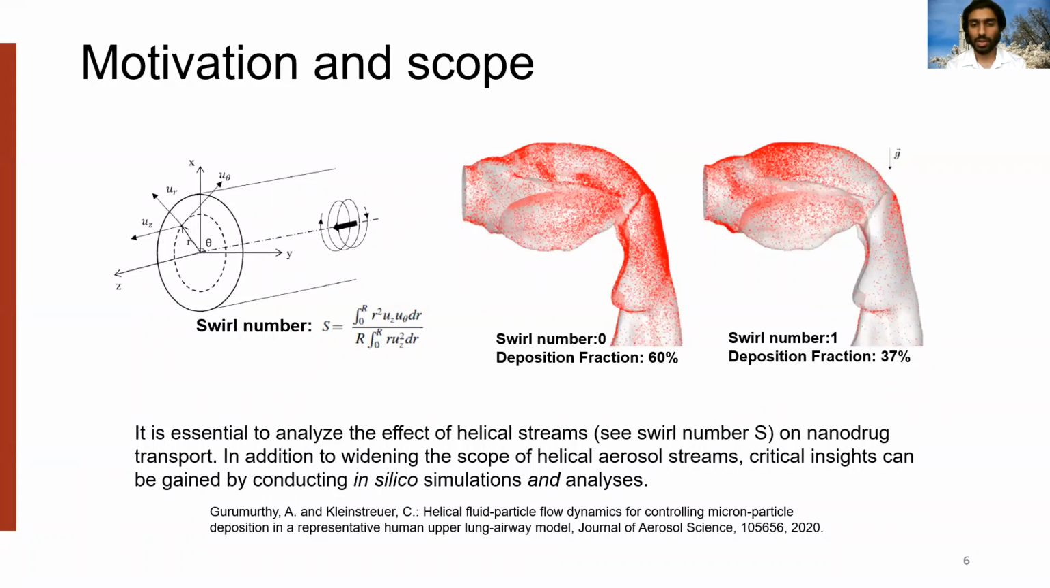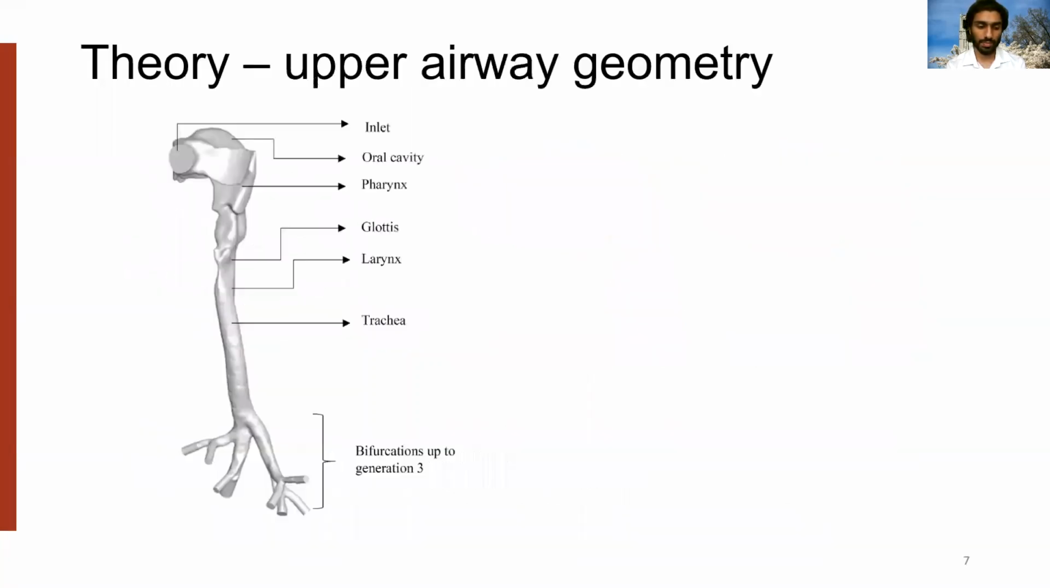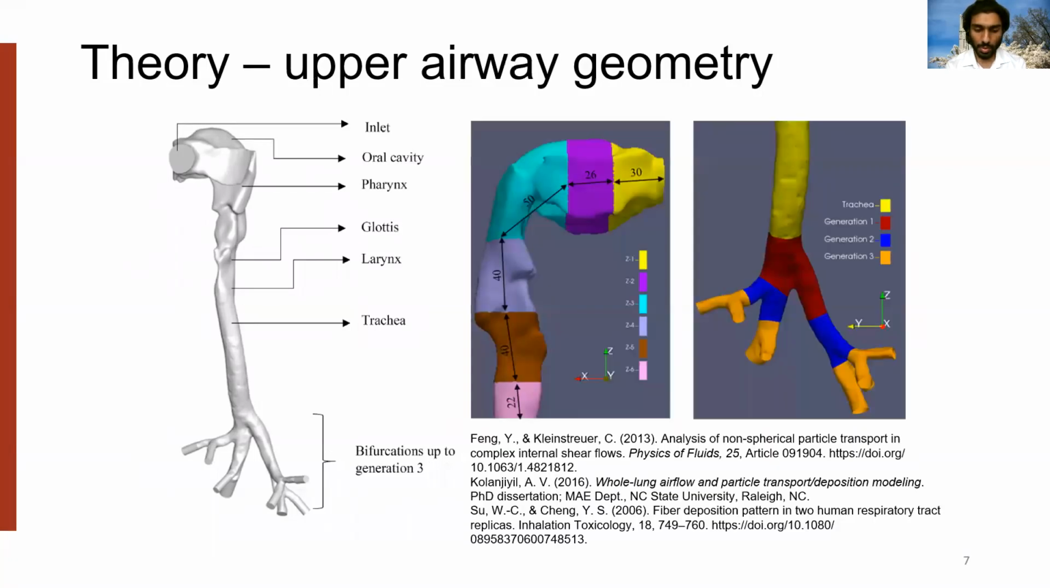In addition to widening the scope of helical aerosol streams, critical insights can be gained by conducting in silico simulations and analysis. The effect of helical aerosol streams has been analyzed on realistic upper airway geometries, which have been obtained by scanning the wax model used by Su and Cheng in 2006. It comprises the oropharynx, larynx, trachea, and bifurcations up to generation 3. For the purpose of conducting regional deposition studies, the upper airway geometry is divided into zones Z1 to Z6 as shown in the figure.